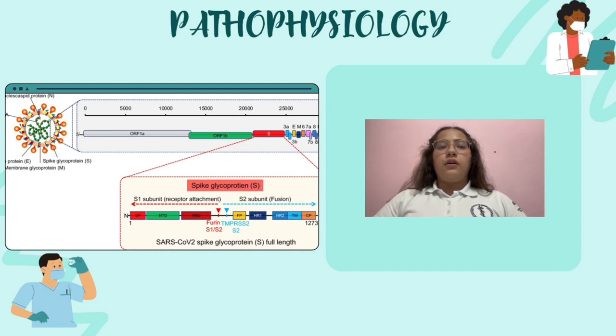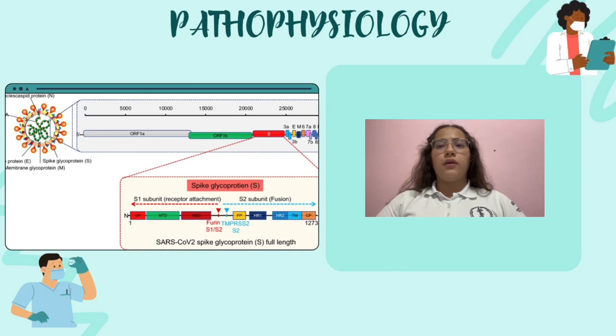The spike glycoprotein S facilitates the virus attachment to the angiotensin converting enzyme 2 receptor and fuses with the membrane of the host cell. SARS-CoV-2 then uses serine protease TMPRSS2 for S protein priming, infecting the target cells.